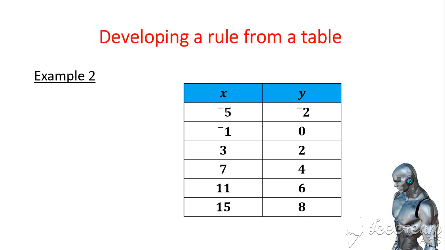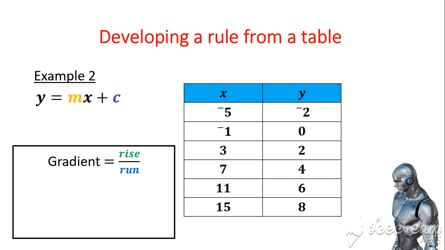All right, let's try example 2, a much trickier one to deal with. We're going to work out the rule, the straight line graph rule, for this set of data. Notice the x values don't go up in one increment, or add 1 to the next x value. They go up in a different amount, which makes this quite tricky. Right, here's the formula y equal to mx plus c. That's the straight line rule.